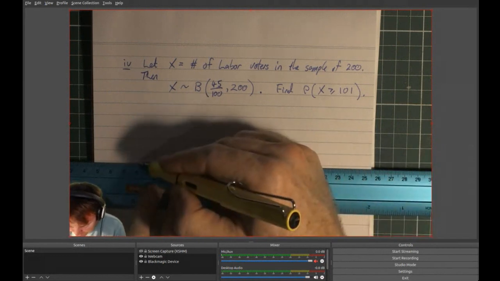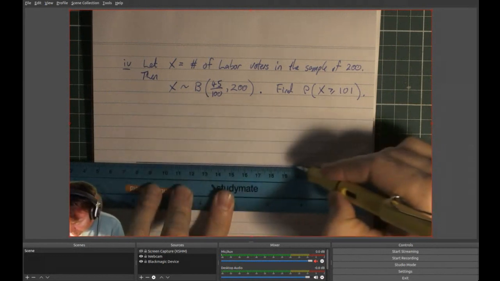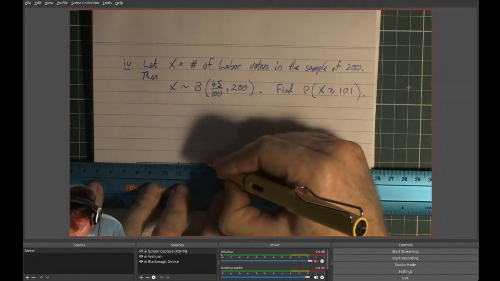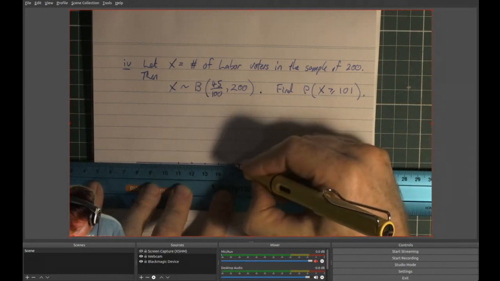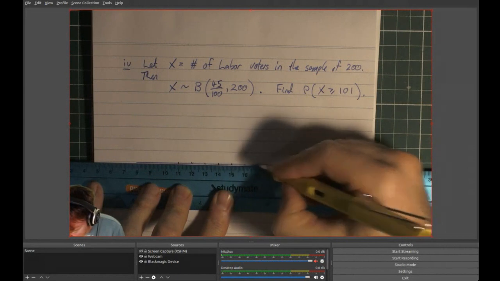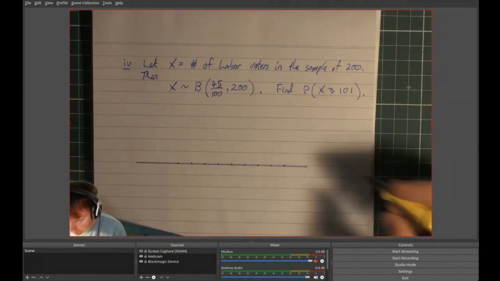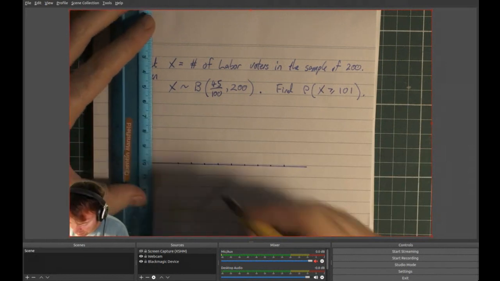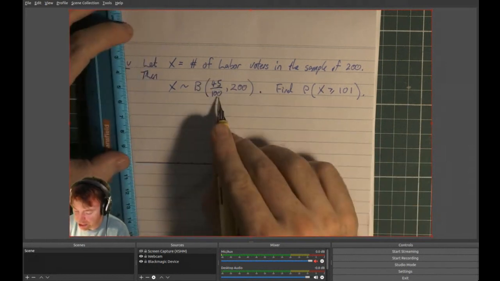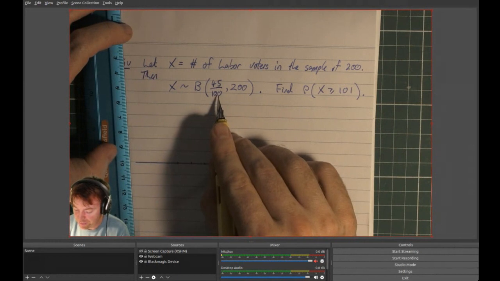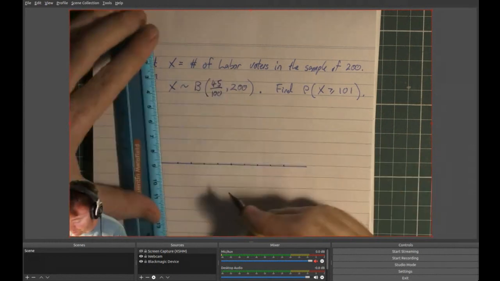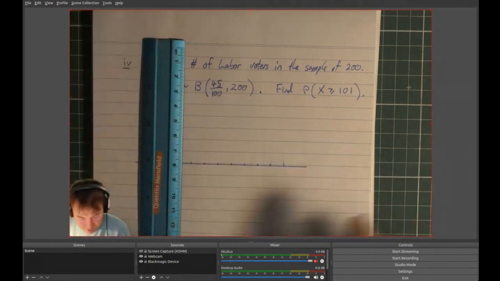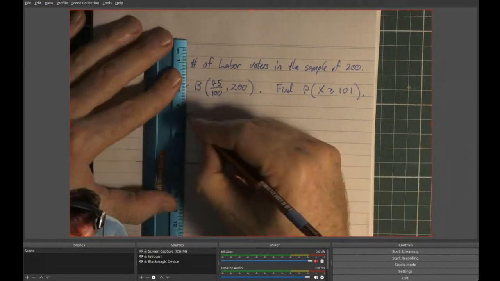What's going on here? So the expected number of people who are going to vote Labour in 200 people is going to be 90. So you would expect, if 45 out of 100 are going to vote for Labour, and you have 200 people, that 90 is what you would expect.